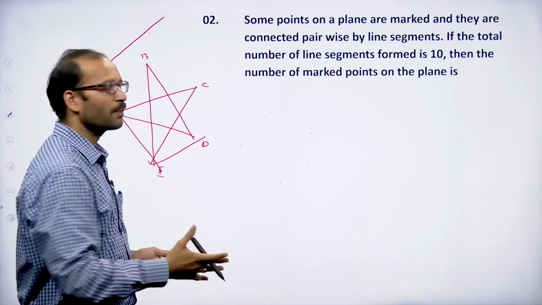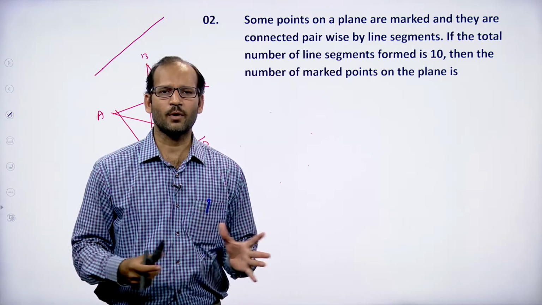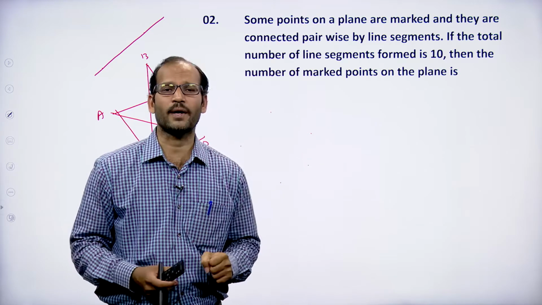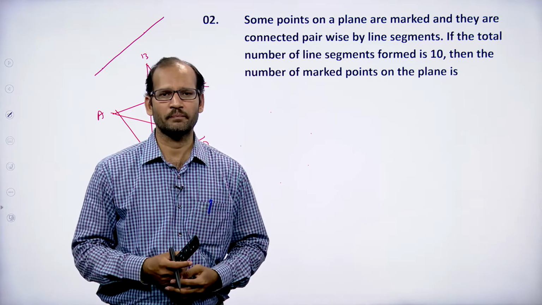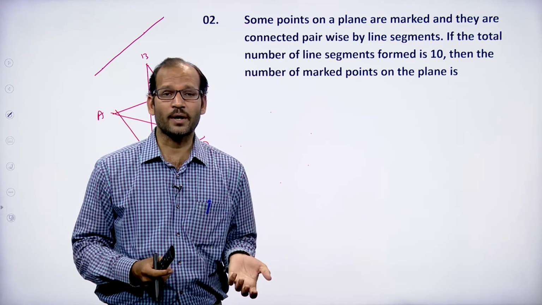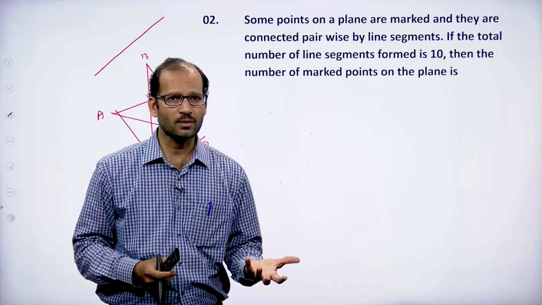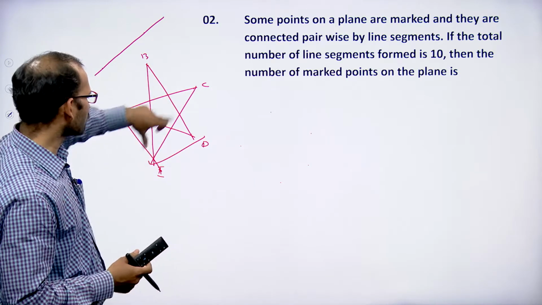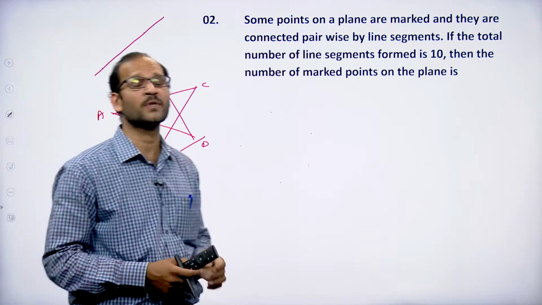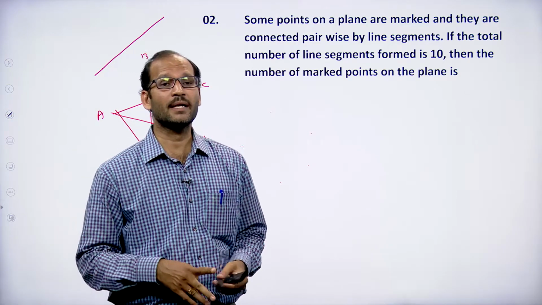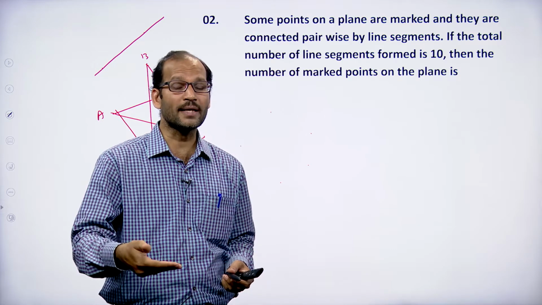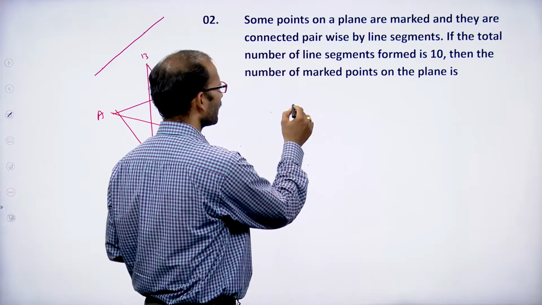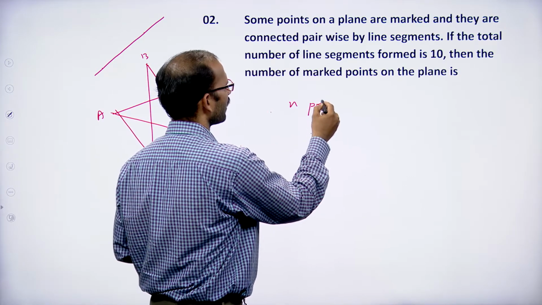How many points are there in the plane? I don't know, but for every 2 points I will get 1 line. So however many ways I can select 2 points, those many line segments will be formed. If I select 2 points, 1 line segment, another 2 points, another line segment. So this is obtained by the number of ways of selecting 2 points out of n points, that is nothing but nC2. Suppose there are n points in the plane.